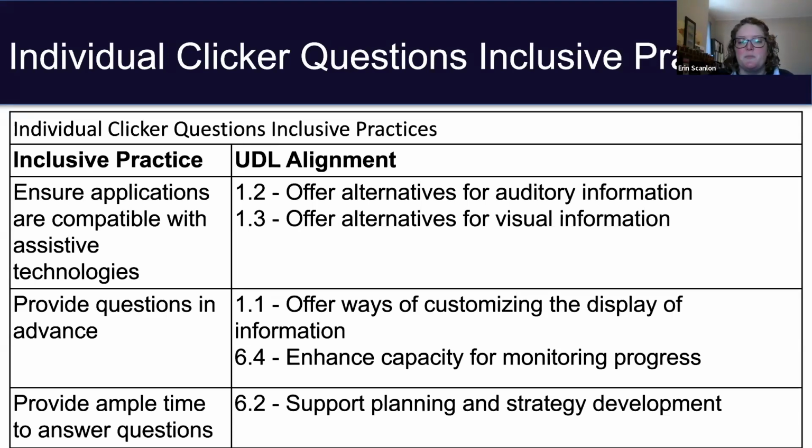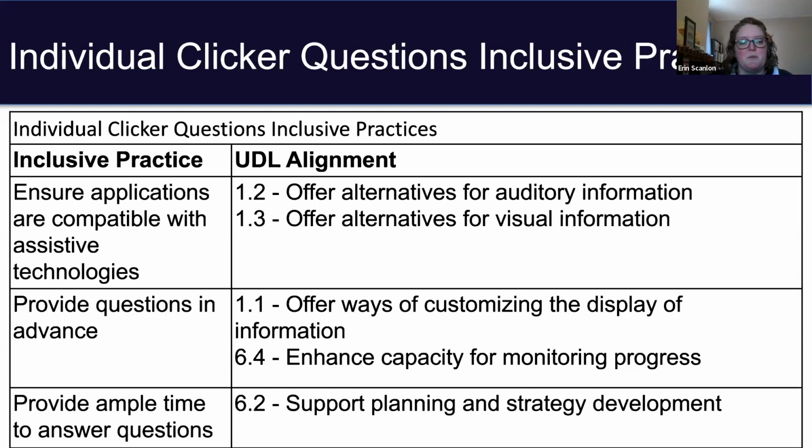Another inclusive strategy we could use is to provide the questions in advance. This would allow, again, students to customize the display of information, as well as enhance their capacity for monitoring progress, because they can know the kinds of questions you're going to be asking them about and ensure that they feel like they have mastered that content before class.